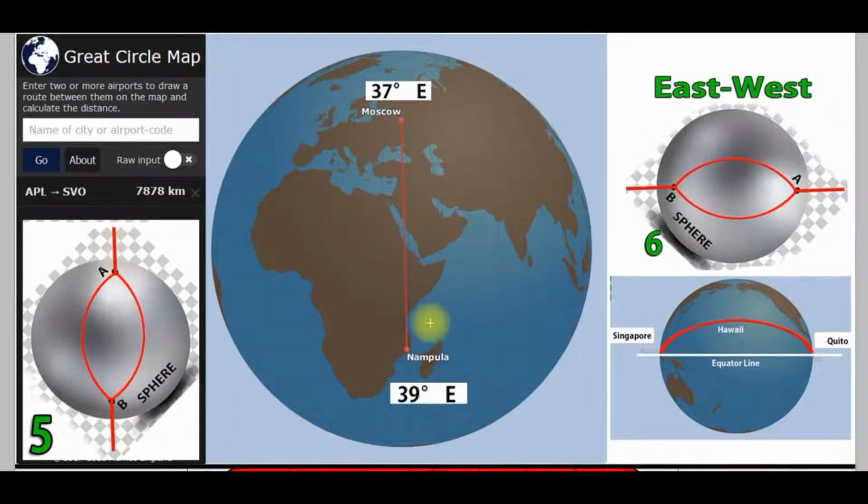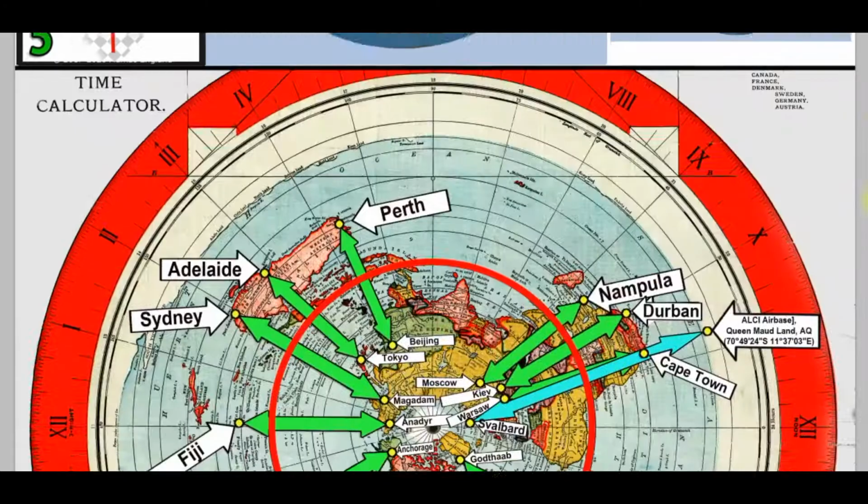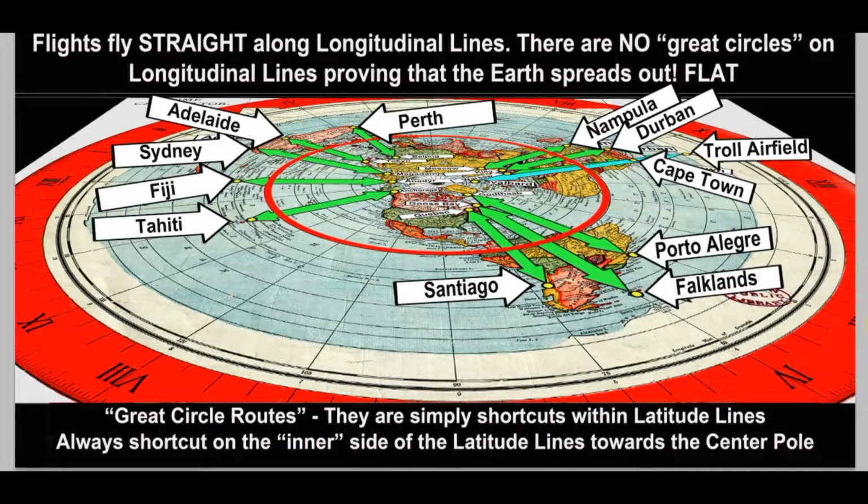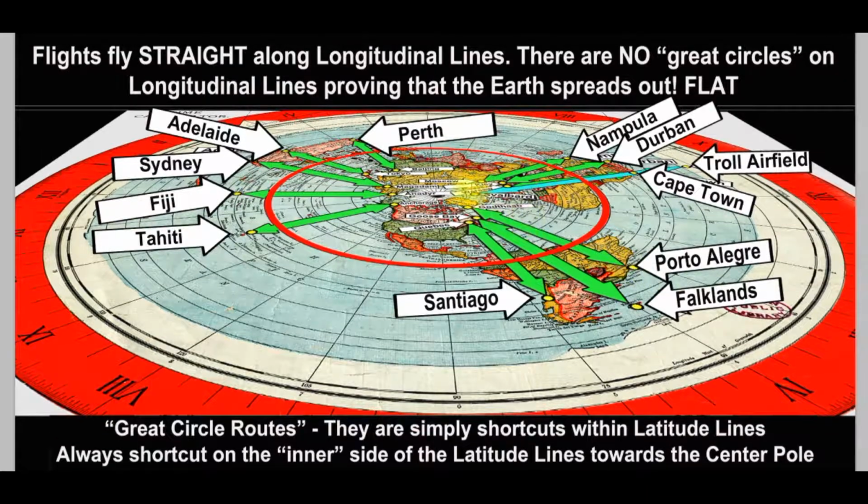It flies straight. So here it is, the same flight, Moscow to Nampula, Mozambique, going straight, parallel lines, longitudinal lines, flat Earth spreads out in all directions, and this is the same flight from another perspective. Moscow right here, and Nampula in Africa, spreading out on the flat Earth. Let's move on to flight number 4.